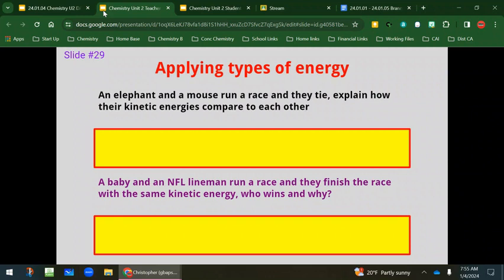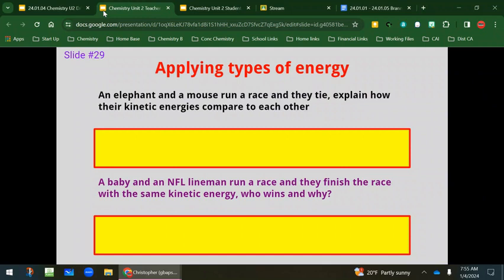So now these two objects have the same speed. What do we now know about their kinetic energy? The elephant has more because it has more mass. But only because they're moving at the same speed. They end up tied in the race, but they don't end up with the same kinetic energy. Oh, wait. Look at our next question.